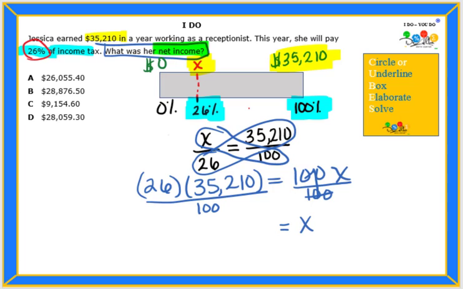So 26 times 35,210. So I'm going to work that here. 35,210 times 26. 0 times 6 is 0. 1 times 6 is 6. 2 times 6 is 12. We carry 1. 5 times 6 is 30, and 1 is 31. Carry 3. 3 times 6 is 18. 18 and 3? Good. 21.